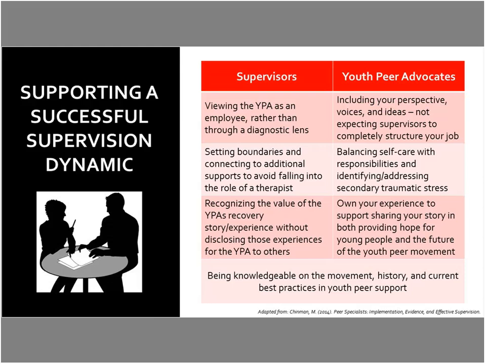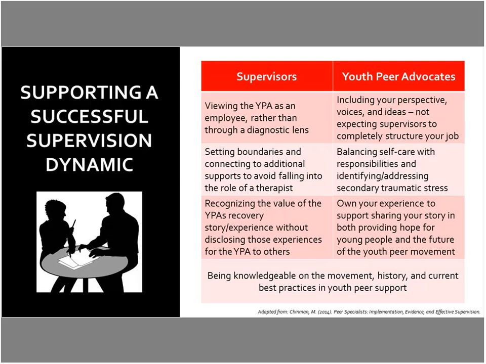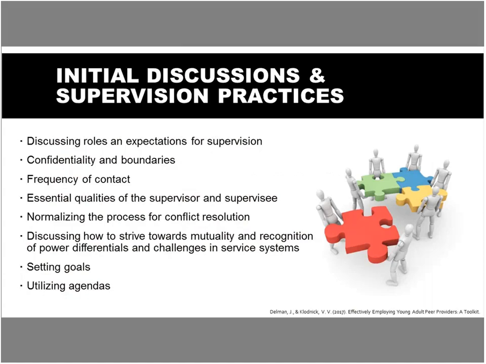So what are some initial discussions and supervision practices? First, you'll want to discuss the role and expectations for supervision. So what does that look like? You'll want to discuss confidentiality and boundaries, the frequency of contact, so how frequently you would be meeting, what the essential qualities of the supervisor are and the supervisee, so some of those elements that we talked about in that last slide, so what both parties need to bring to the table in order to be effective.